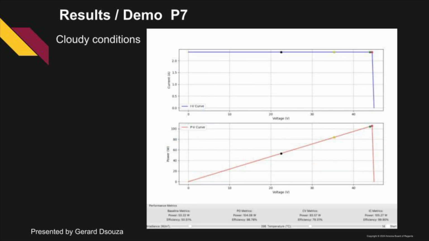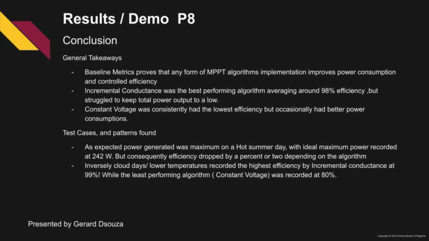So concluding our results, the general takeaway is that the baseline metrics were the worst in comparison to the MPPT algorithms, as seen before. We are usually seeing a 50% efficiency figure across the board across all test cases. Incremental conductance was our best performer, usually averaging around 95 to 99%, and an average of 98% efficiency. Constant voltage was our most struggling algorithm, with the lowest efficiency, but we occasionally had better power output.